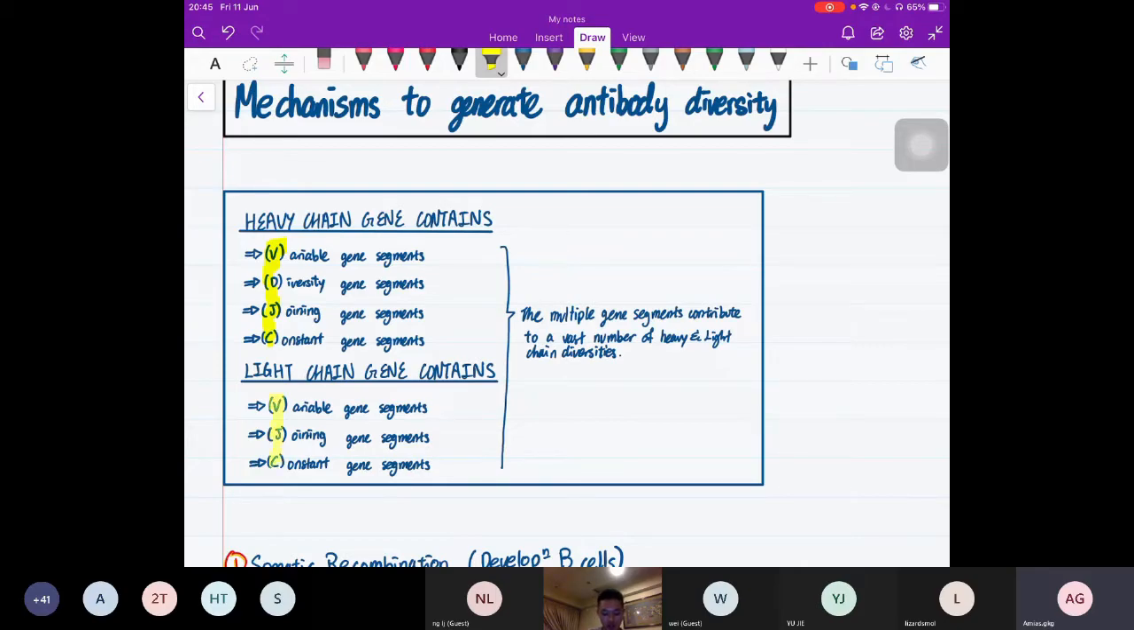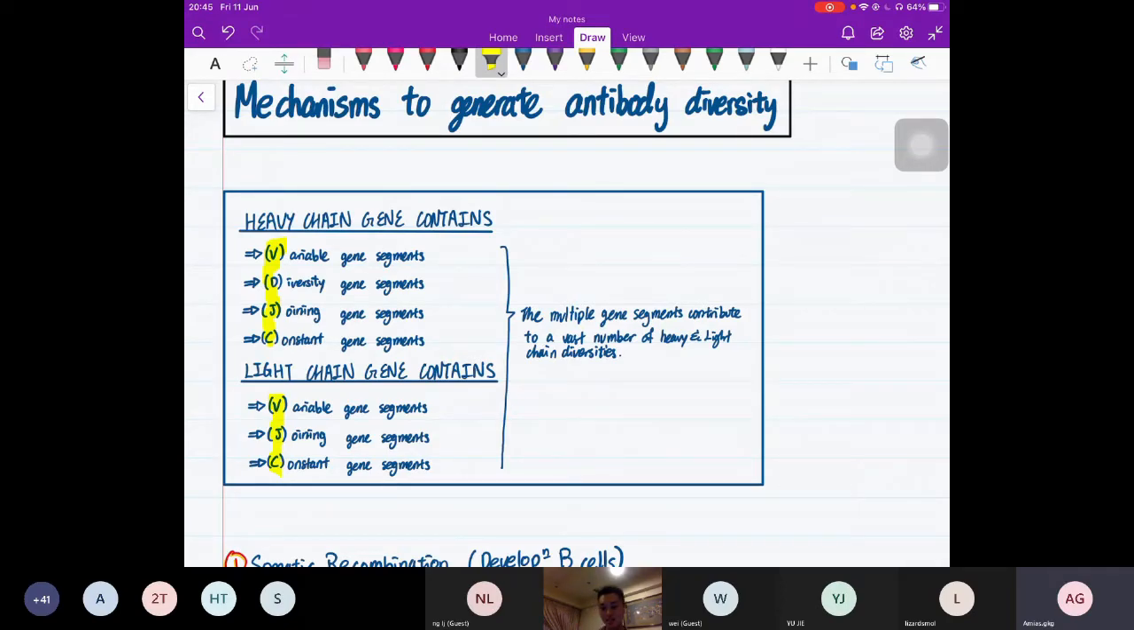Okay, light chain, because it's lighter, it has one less, it only has VJC. People should remember it very easily because, VJC, right? Okay, so your multiple gene segments, right? Your VDJC for your heavy chain gene segment and your VJC gene segments for your light chain gene, the multiple gene segments all contribute to a vast number of heavy and light chain diversities.